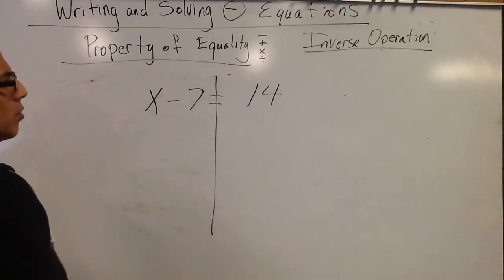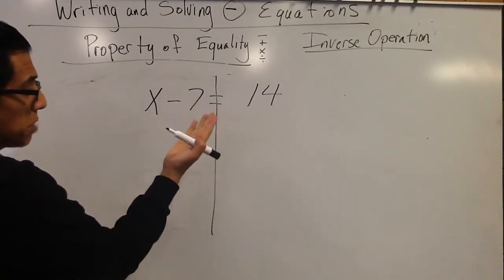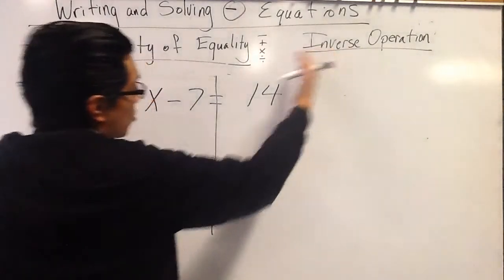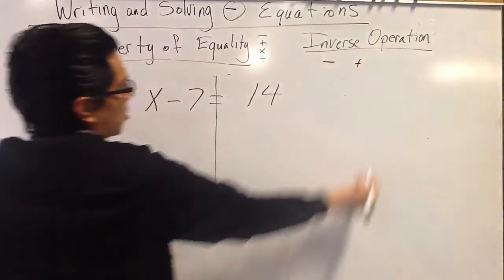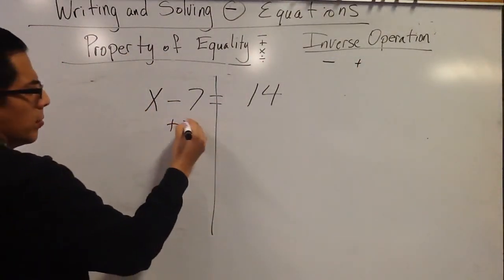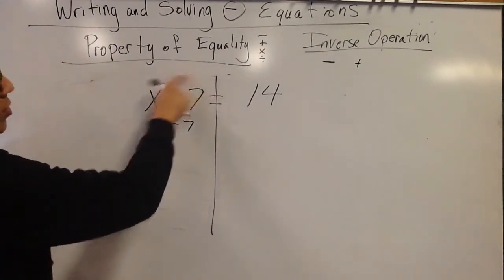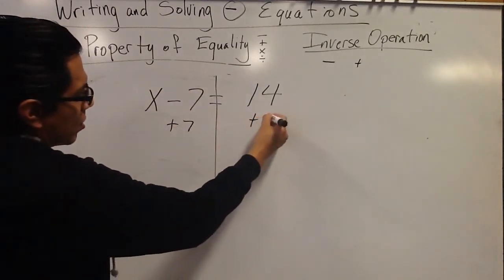And you want to ask yourself, what's happening to x? Well, they're subtracting 7, okay? And I want to get x by itself. So what is the inverse of subtracting 7? Well, the inverse of subtraction is addition. So we want to add 7. And if you stop there, it's wrong. And this is where the property of equality comes in. I added 7 to this side, therefore I must add 7 to this side.